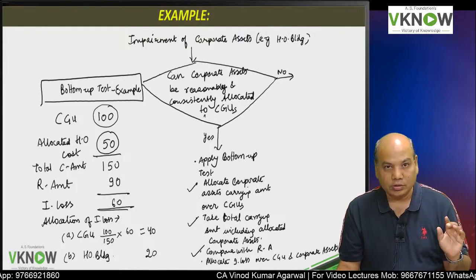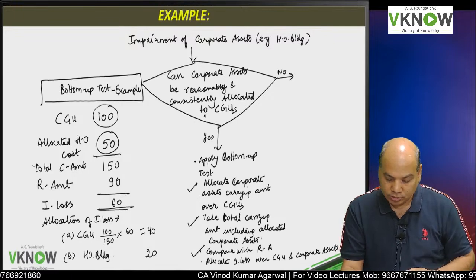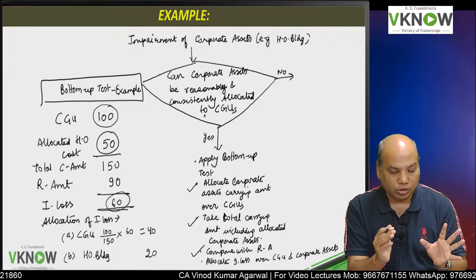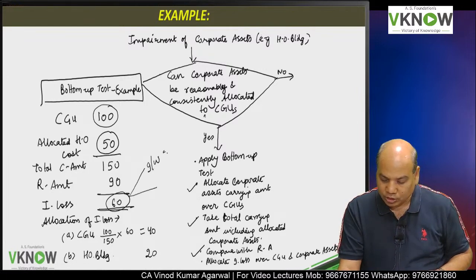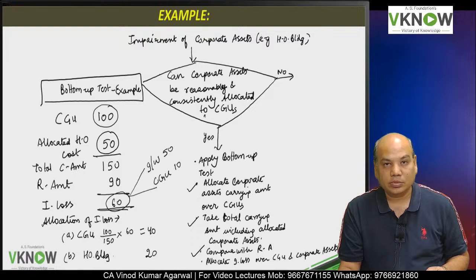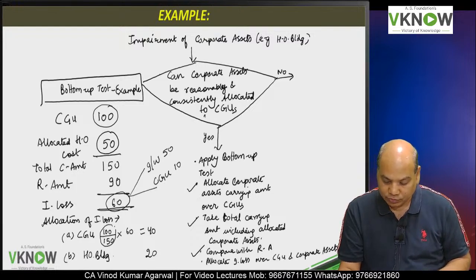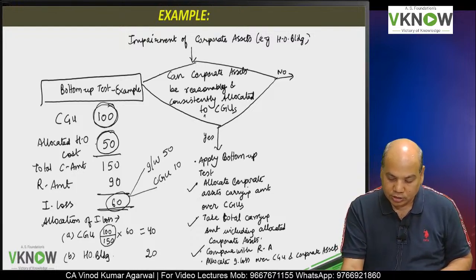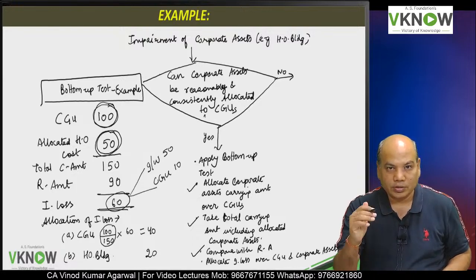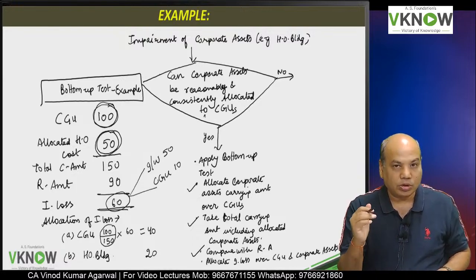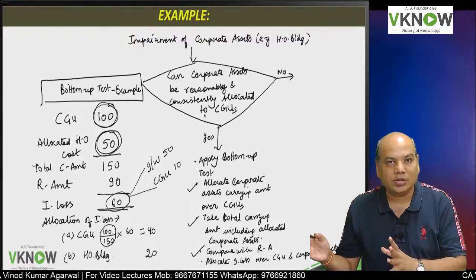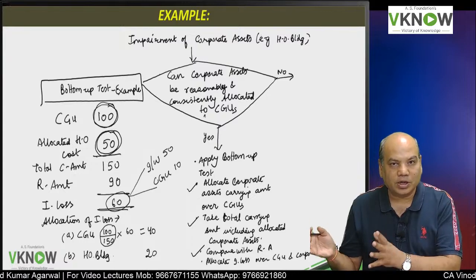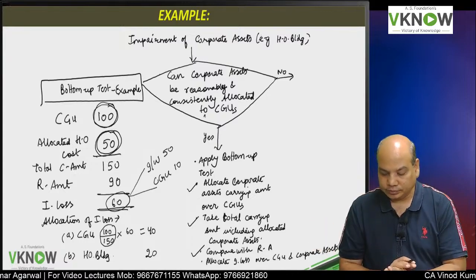If it was goodwill, out of the impairment loss of 60 you would first allocate 50 to goodwill and then 10 to the CGU. But if it is a corporate asset, then you will allocate in the ratio of their carrying amount, because it is not goodwill. It is just another asset, a head office building or research center.